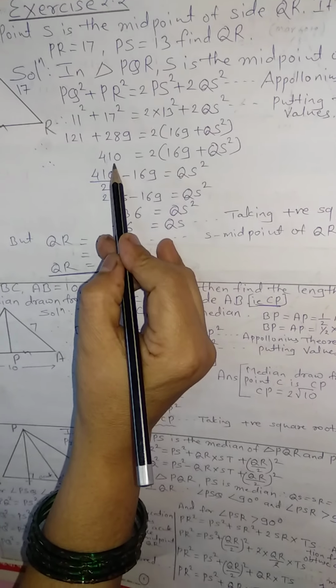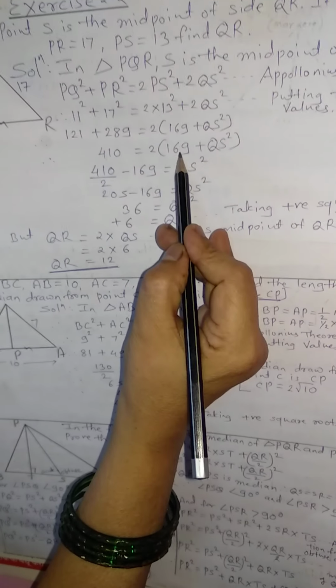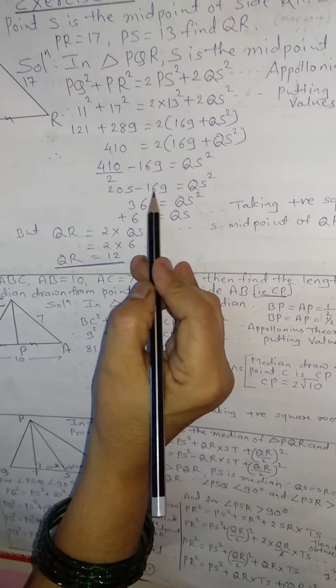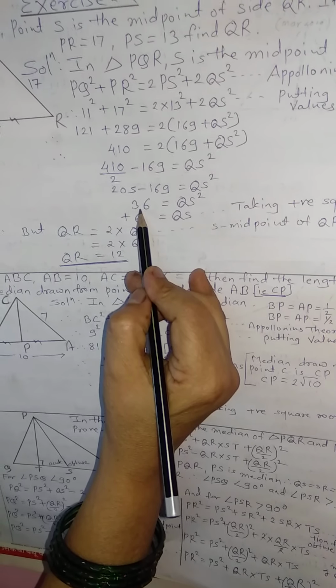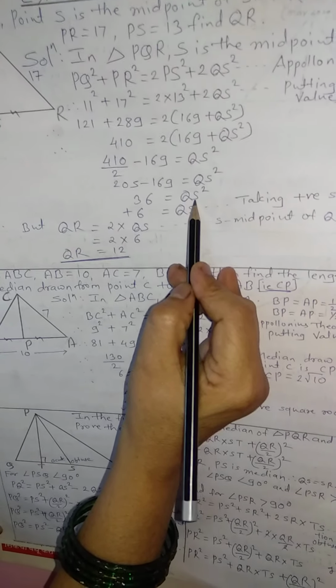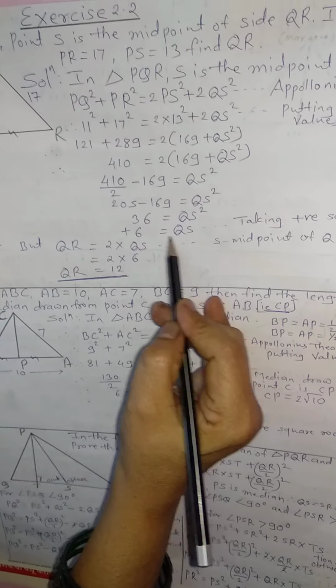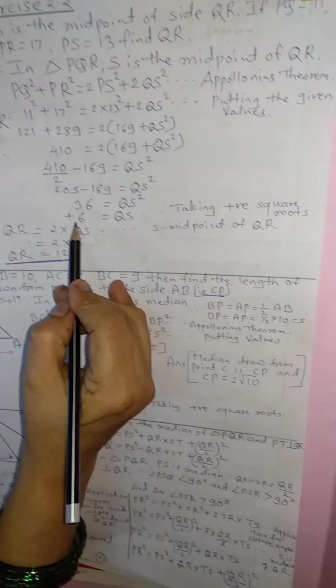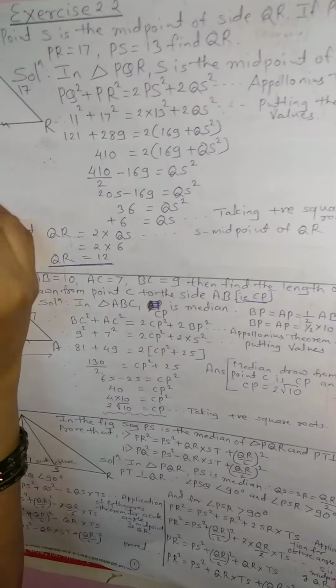Then this 2 is divided into 410, and this 169 on the right side is taken to the left side, so it becomes minus, and after simplification we get QS square is equal to 36. Now we have to take the square root of both sides, which is positive, so QS is equal to 6. QS is equal to SR because S is the midpoint of QR. So the value of QR is twice the value of QS. So 2 into 6 is equal to 12. So the value of QR is 12 units.